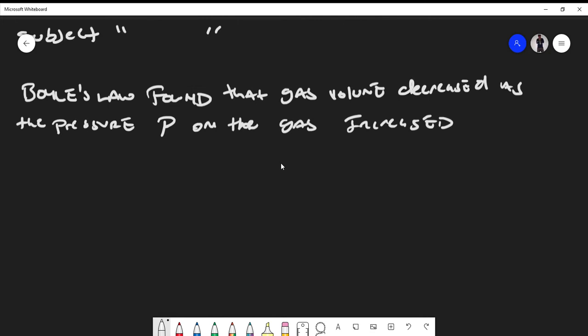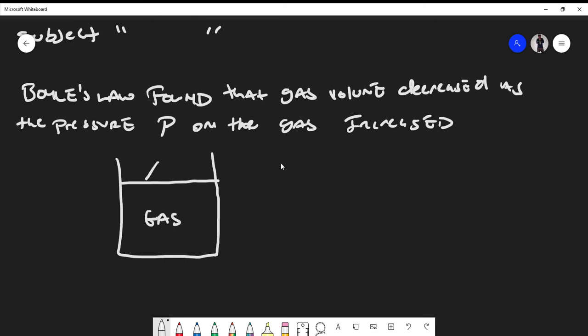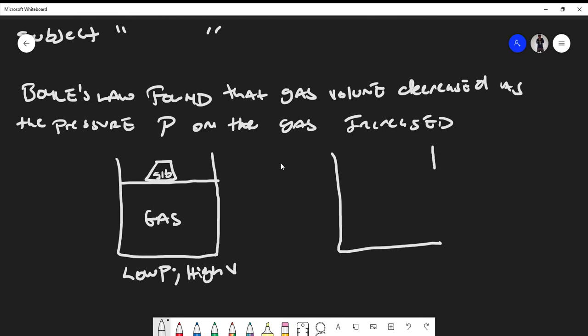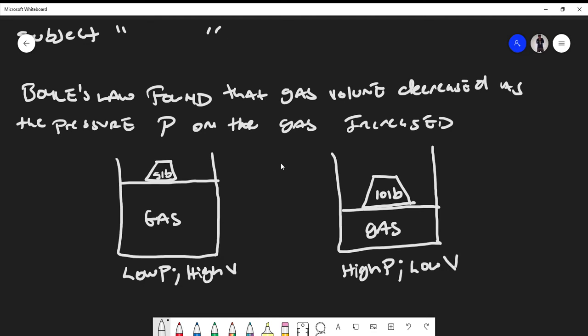So let's look at an example. Let's say I have a cylinder and I put a block, so this is my cylinder, here's the gas. And I put a 5 pound block on top. All right, and let's say this is 5 pound, right? In this case, we would have low pressure, so low P, and high volume. So the volume of the gas is pretty much high relative to the pressure, versus something like this. Here's my gas, and now I have a 10-pound block on top. Right? So in this case, it would be high pressure, a high P, but low volume.